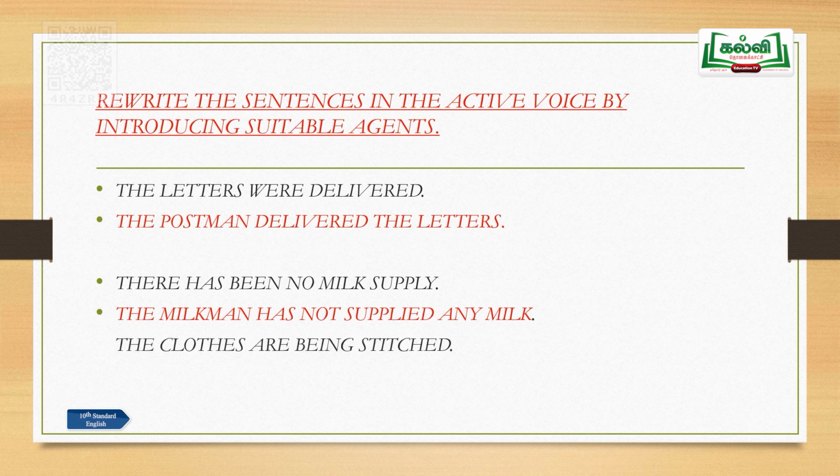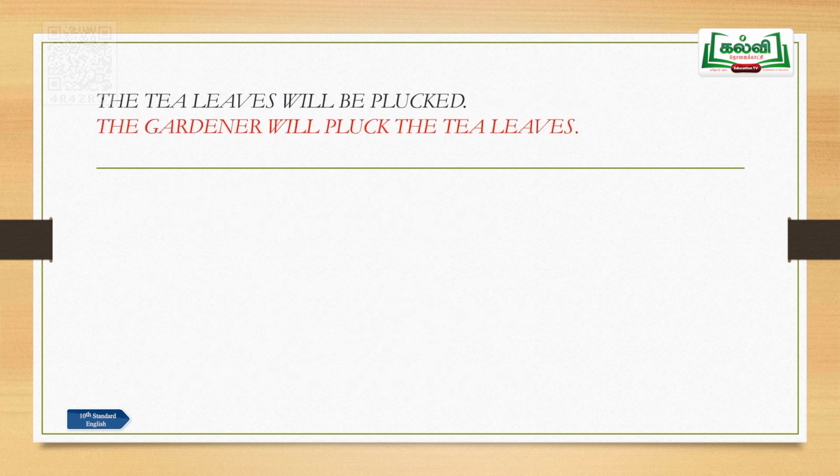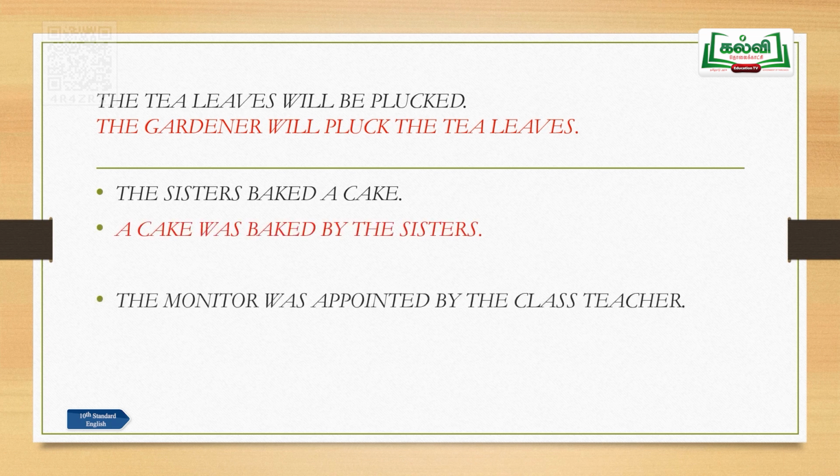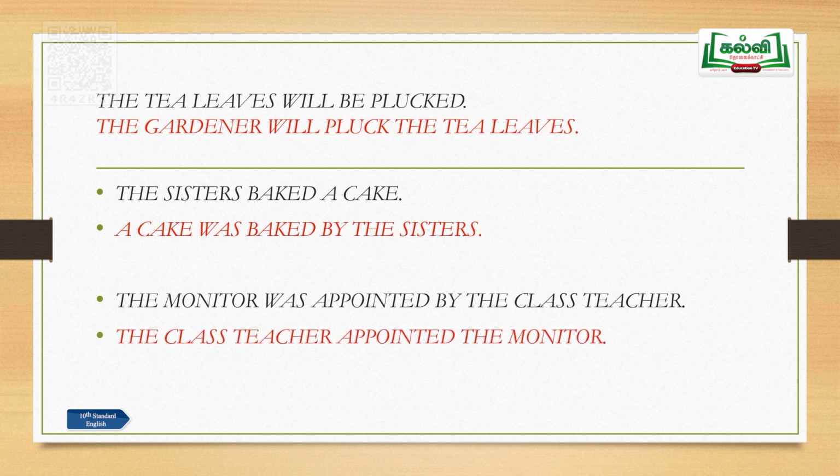The clothes are being stitched. The tailors are stitching the clothes. The tea leaves will be plucked. The gardener will pluck the tea leaves. The sisters baked a cake. A cake was baked by the sisters. The monitor was appointed by the class teacher. The class teacher appointed the monitor.